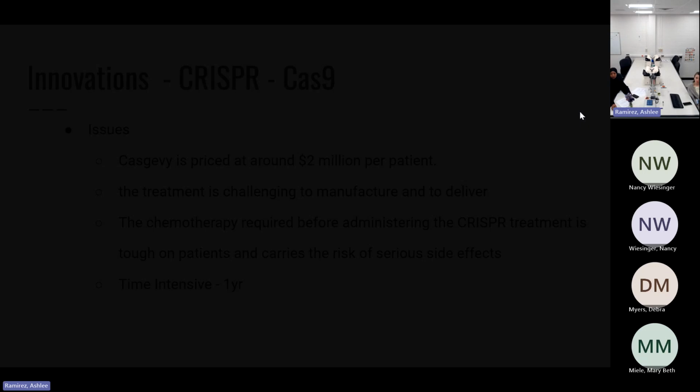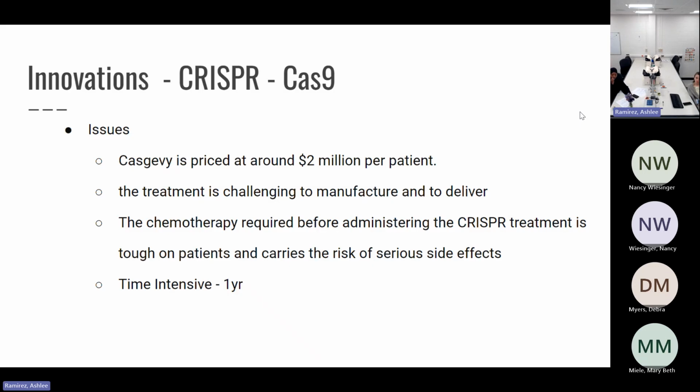And some of the challenges with CRISPR-Cas9, at least, is the cost, which is priced at about $2 million per patient, which is very expensive. And the treatment is also really challenging to manufacture and deliver. It's promising though, and the use of chemotherapy can be tough on patients, which is needed before administering this treatment on sickle cell patients. It's also very time intensive, which can take about a year or even more.